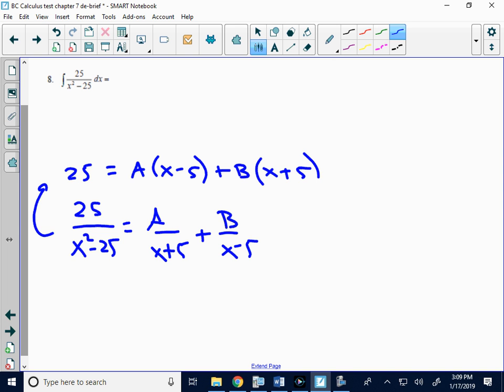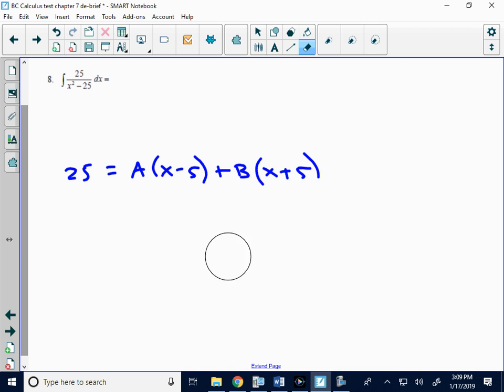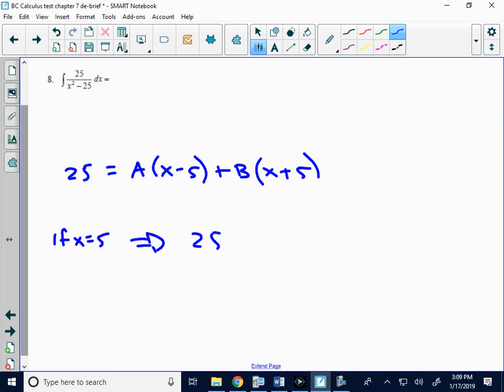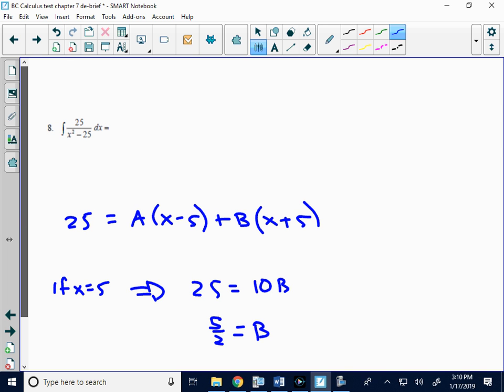Let me get this out of the way. If x is 5, we get 25 is equal to, this goes out, and so we get 10b. So b is 5/2, and so when we're going up here, I erased my partial fractions. I had the b over top of the x minus 5, right? I had the b over top of this. So this is 5 halves times 1 over x minus 5.